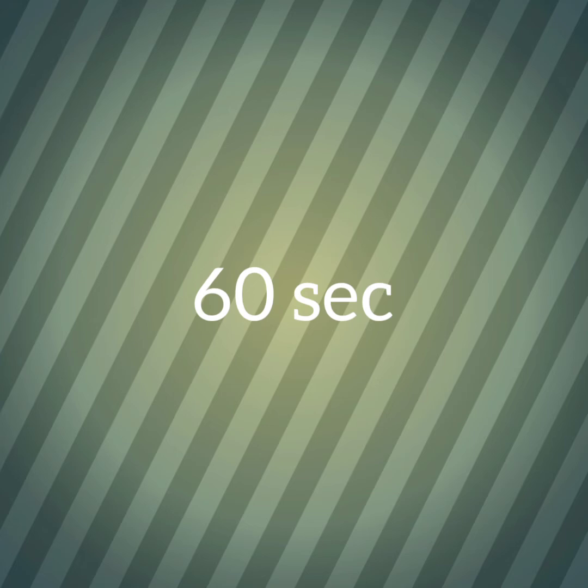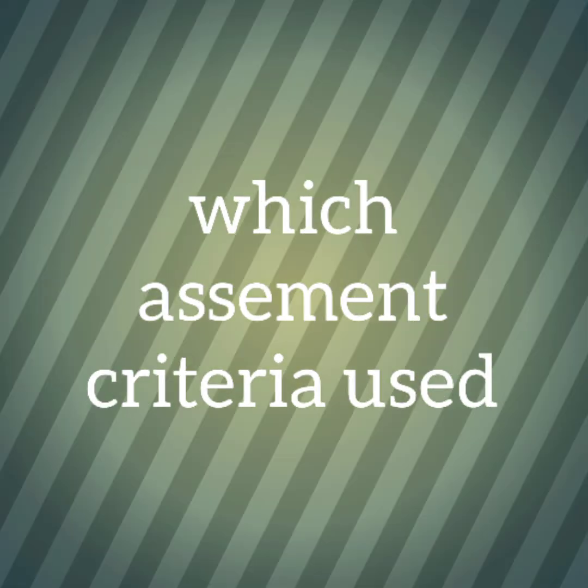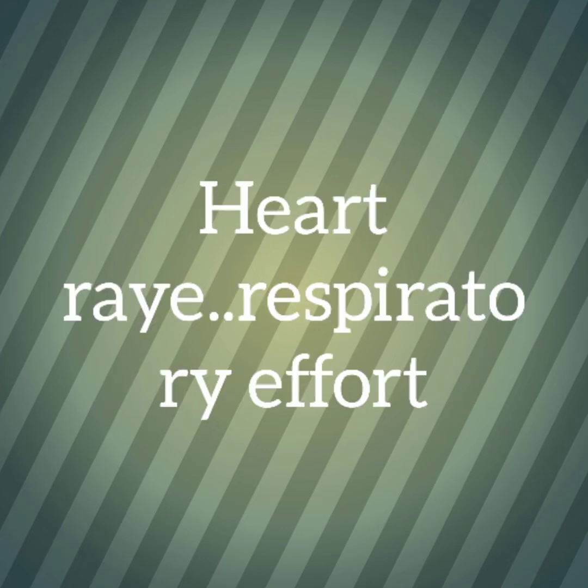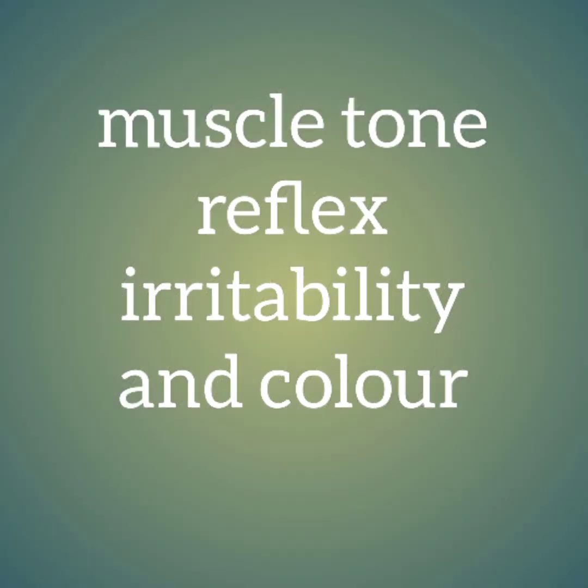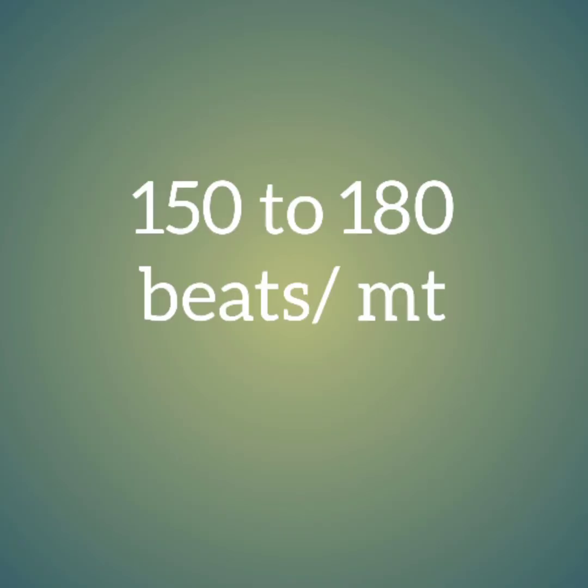Next question. To obtain a correct Apgar score, which assessment criteria are used? 1, 2, 3. Answer is heart rate, respiratory effort, muscle tone, reflex irritability and color. Next, the heart rate of a newborn at birth is 1, 2, 3. Answer is 150 to 180 beats per minute.